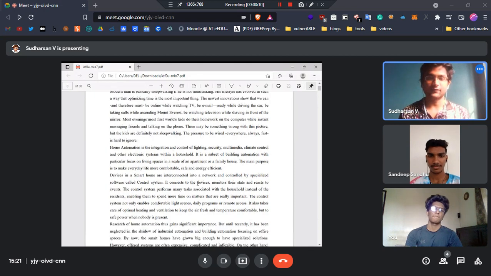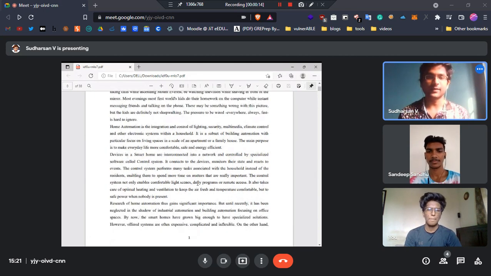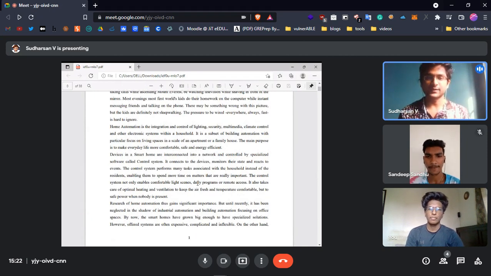Home automation is the integration and control of lighting, security, multimedia, climate control, and other electronic systems within a household. It is a subset of building automation with particular focus on living spaces in a scale of apartment or a family house. The main purpose is to make everyday life more comfortable, safe, and energy efficient.